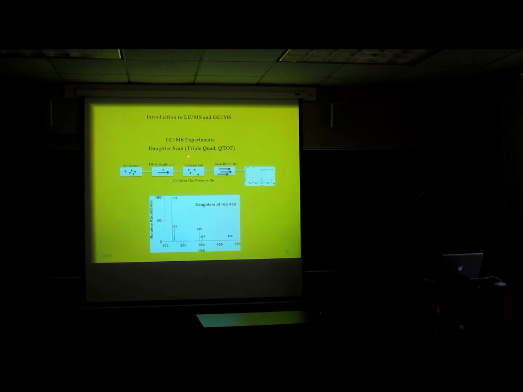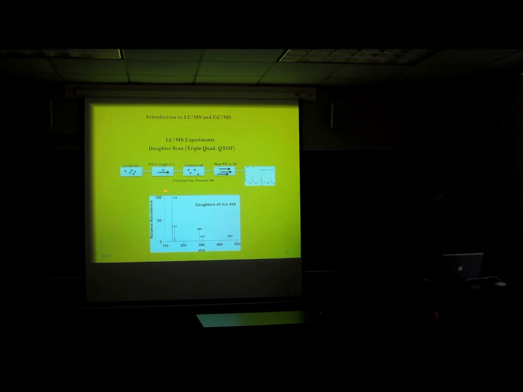Daughter scans, this is what you would set up prior to doing a multiple reaction monitoring that I talked about. The multiple reaction monitoring was setting up this to filter only the parent, breaking it into pieces, and setting this up to only transmit a fragment ion specific to that parent.